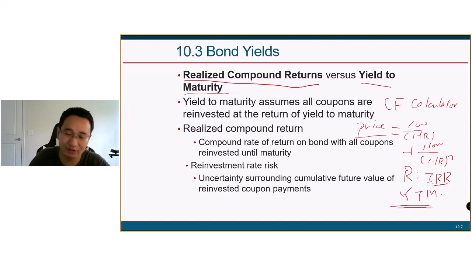Your yield to maturity can be very different from your realized return. Realized compound return can be different because of reinvestment risk.